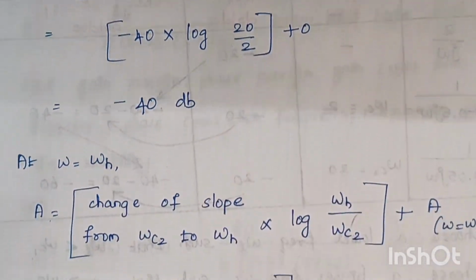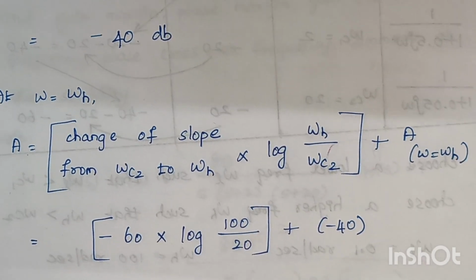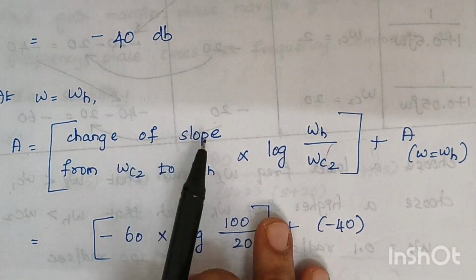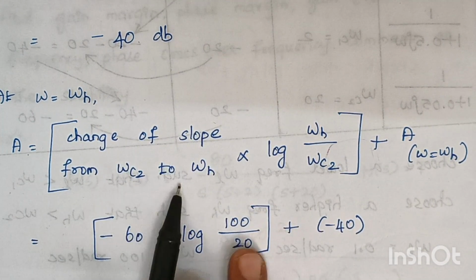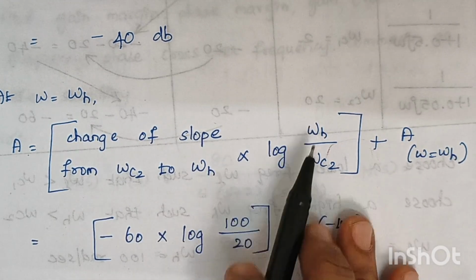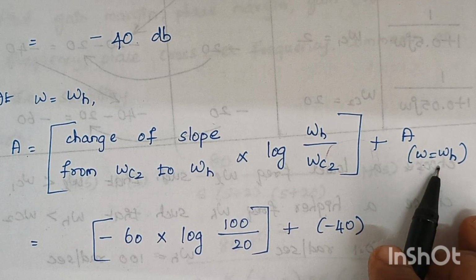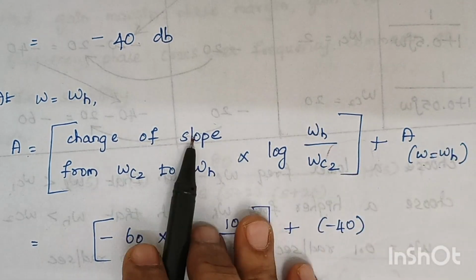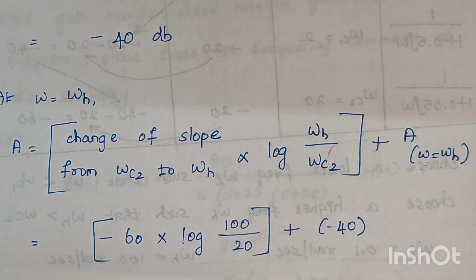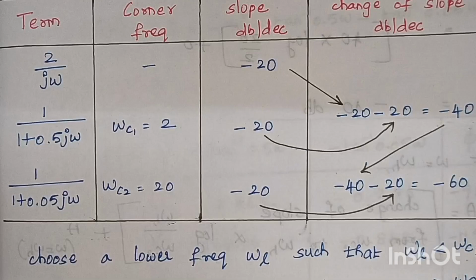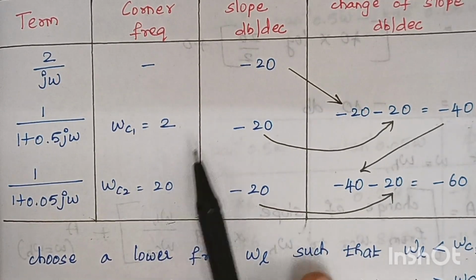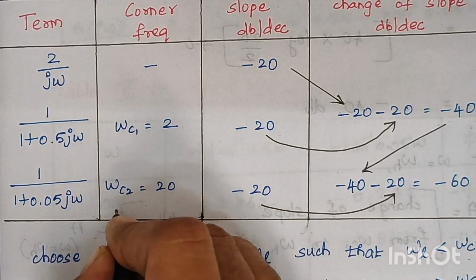And the next thing is at omega equal to omega H, the formula is change of slope from omega C2 to omega H into log of omega H by omega C2 plus again the value of A when omega equal to omega C2, right? So change of slope from omega C2 to omega H is, so this is our omega C2, right? So what is the value of omega H?